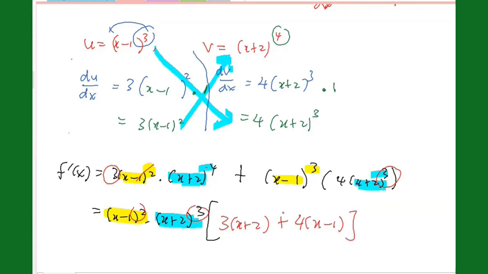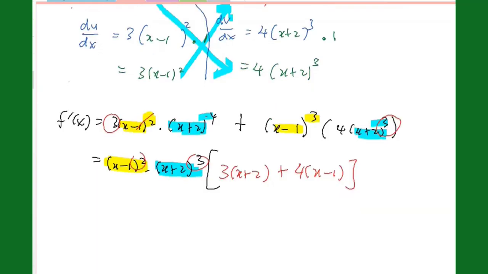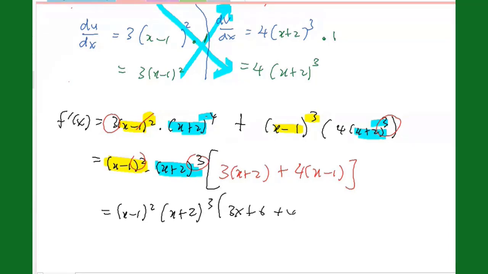Okay, and then simplify further. You all okay with this? Expand: 3x plus 6, and 4x minus 4. Okay, so simplify further, and then we get 7x plus 2.